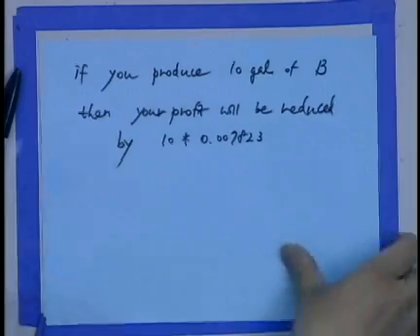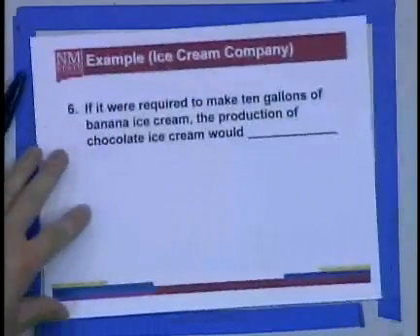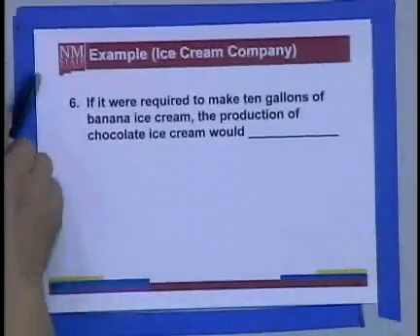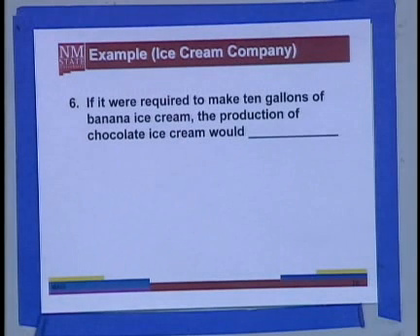Okay, next question is number 6. If it were required to make 10 gallons of banana ice cream, what will be the effect on the production of chocolate ice cream? So what information do you need to use to answer this question?